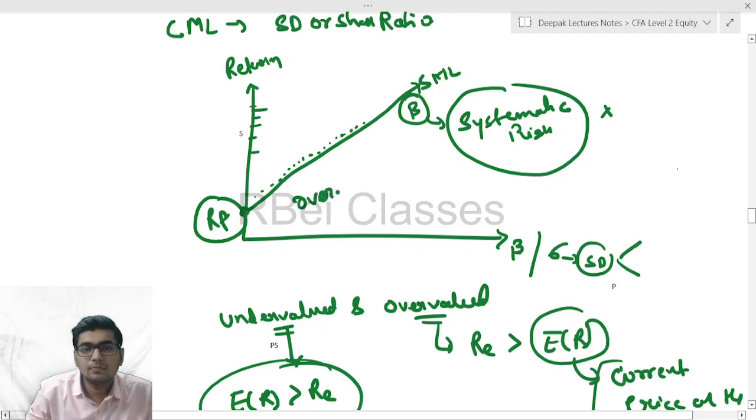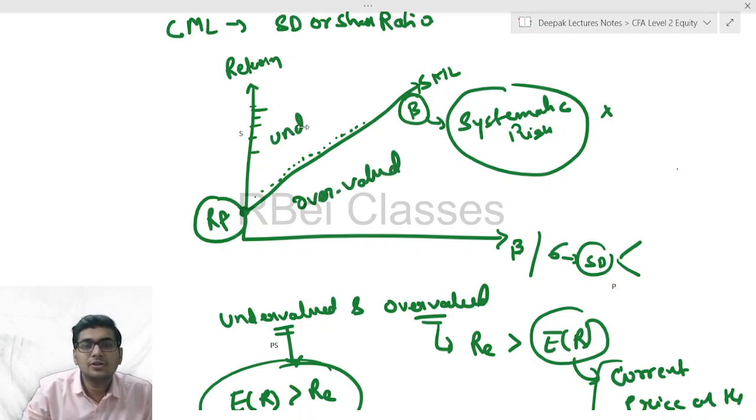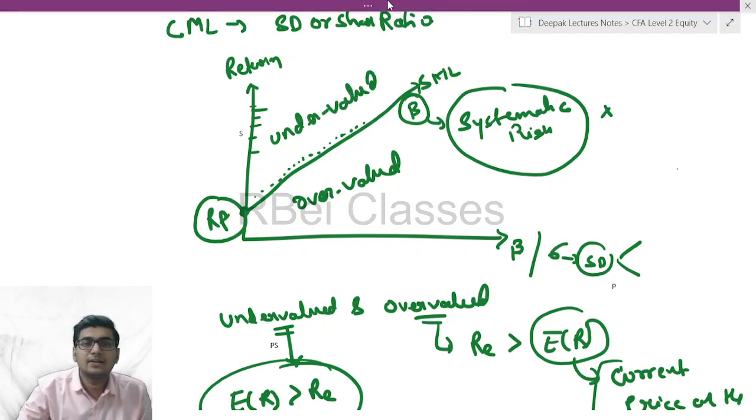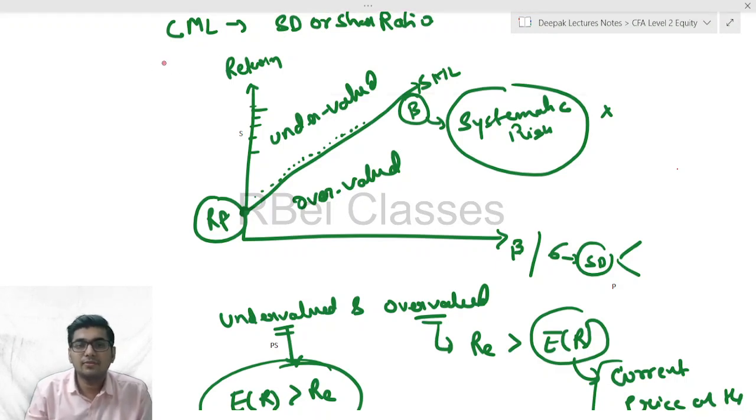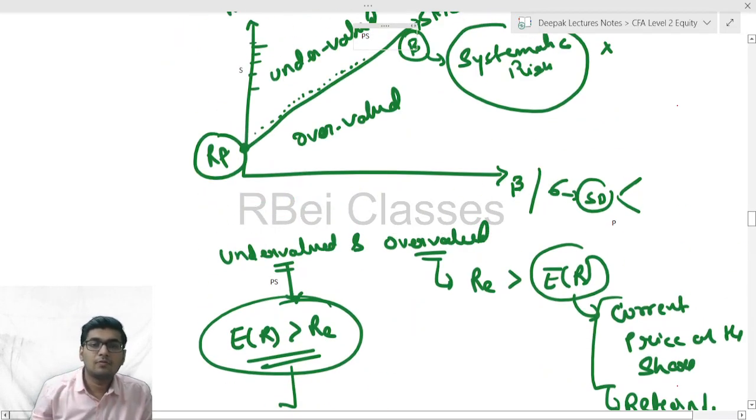So overvalued securities will plot below the security market line, and undervalued securities will plot above the security market line. Clear? This much is good for the understanding, and trust me, now you will not get yourself confused between CML as well as SML.